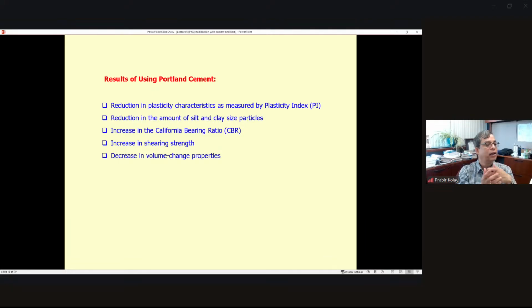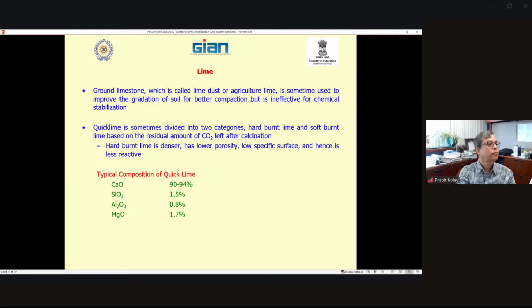Reaction: an increase in the California Bearing Ratio test value is going to increase. An increase in the UCS strength is also going to increase, and a decrease in the volume change properties, obviously. Then that is the cement.